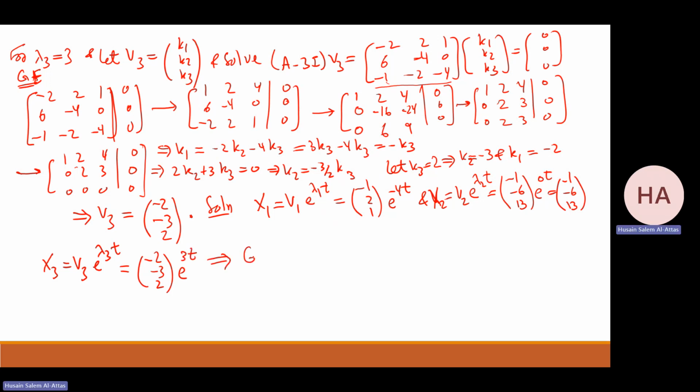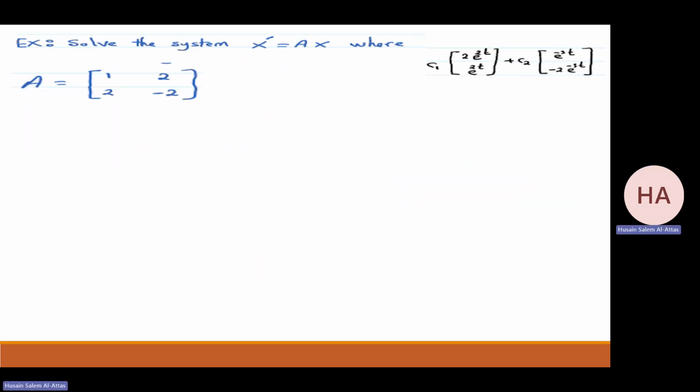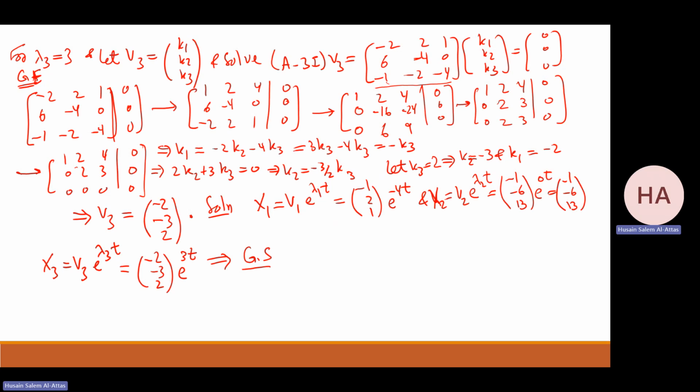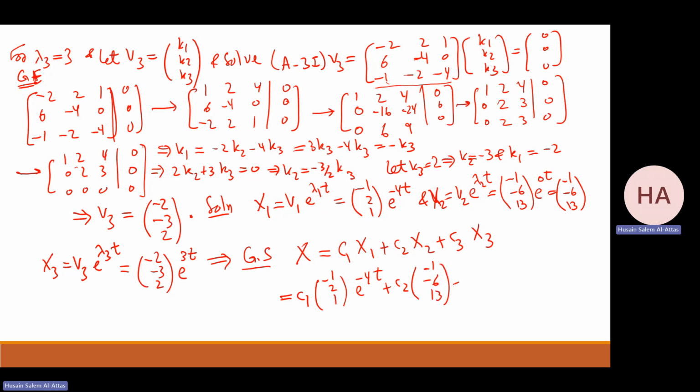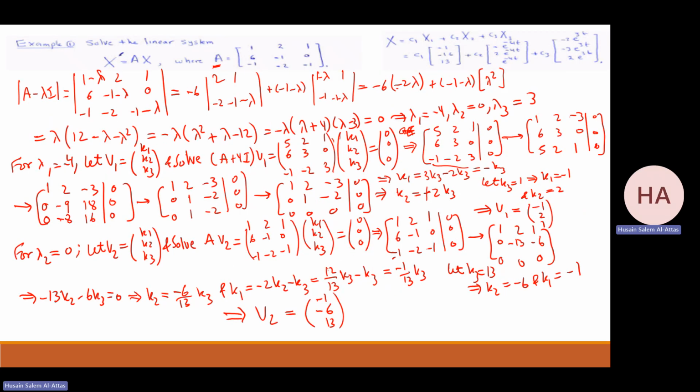So that implies my general solution. x will be c1 x1 plus c2 x2 plus c3 x3. And what is my x1? Minus 1, 2, 1, e to the minus 4t, plus c2 times minus 1, minus 6, 13, plus c3 times minus 2, minus 3, 2, e^(3t), which is the same as this answer. They arrange it in different ways, it's okay. But at the end, it's the same.